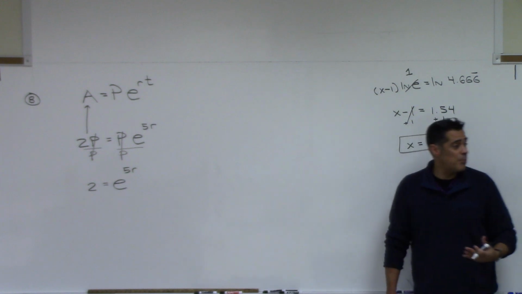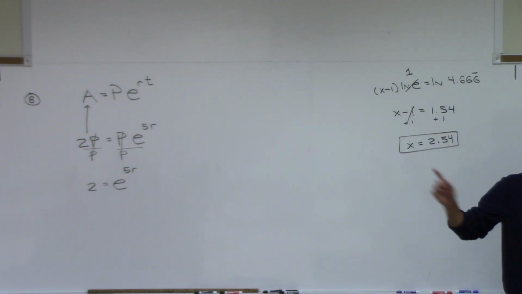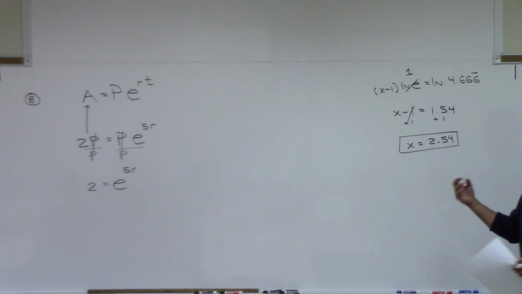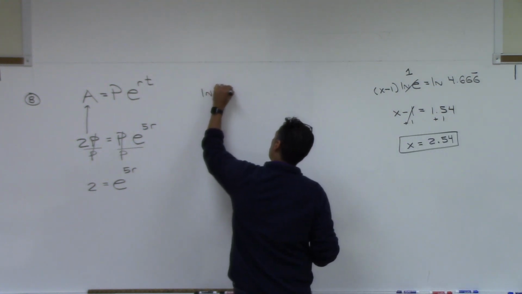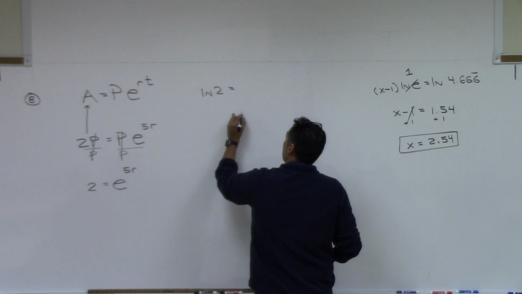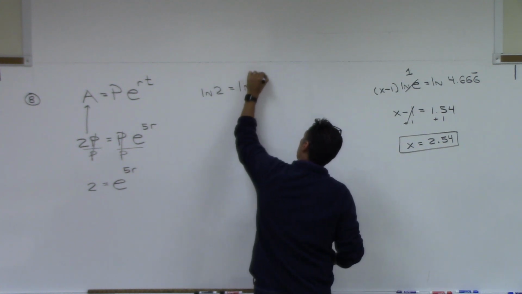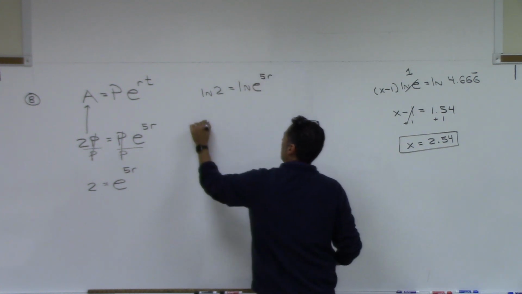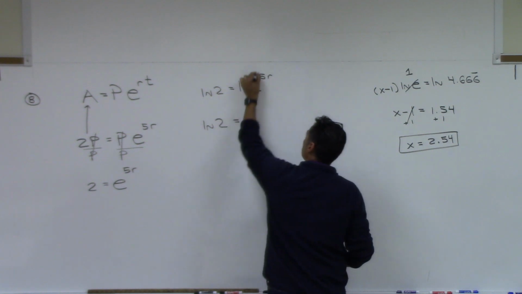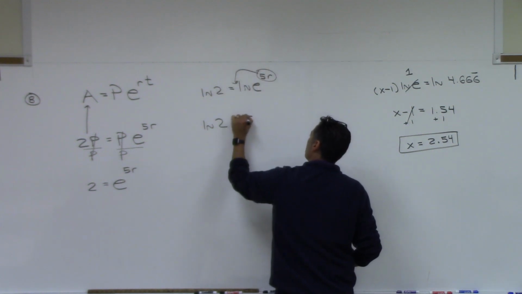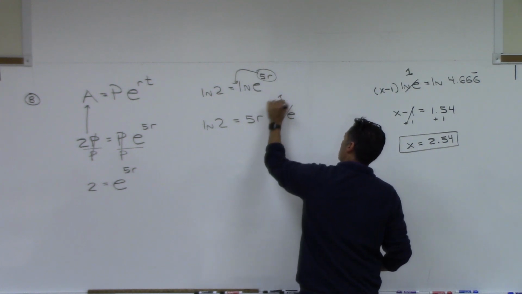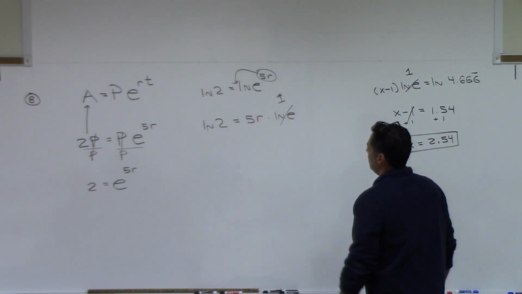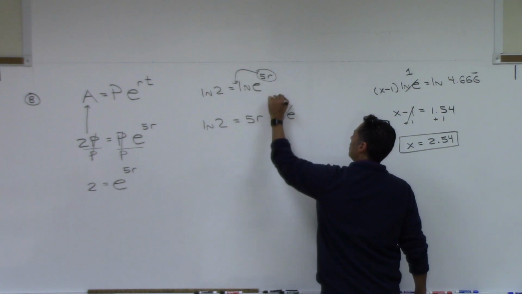And now this is just like the problems we were doing a second ago, right? You're trying to solve for r. Let's bring it down. To bring it down, we need natural log on both sides. So natural log 2 equals natural log of e to the 5r. That means natural log of 2 equals, we'll take the 5r, drop it in front, but the natural log of e will turn into a 1. That's a 1. Believe it or not, that's a 1.